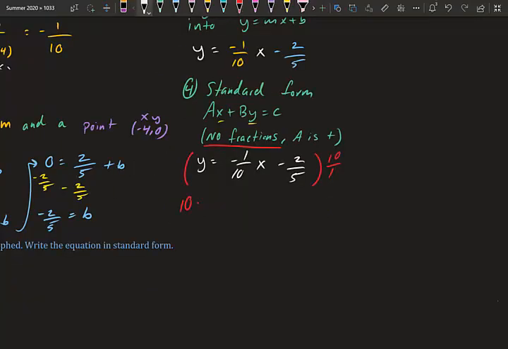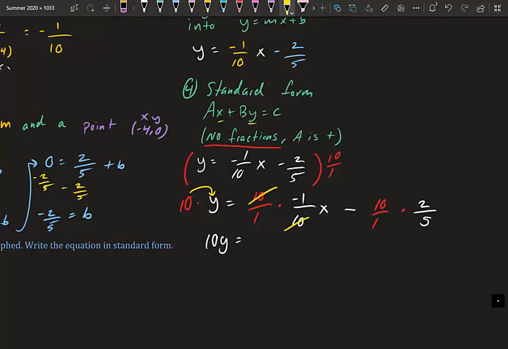We have 10 times y equals 10 over 1 times negative 1 over 10x, and then all minus 10 over 1 times 2/5. So we cross multiply here. I'm just going to show you that we can. So 10 times y is 10y. We can cancel out our 10s here. And 10 and 5, 10 divided by 5 is 2. So what we have left is nothing times negative 1x, so negative 1x. Negative 2 times 2, which is negative 4.